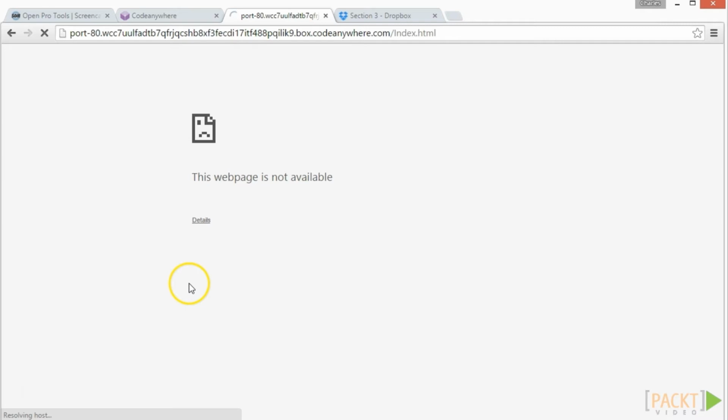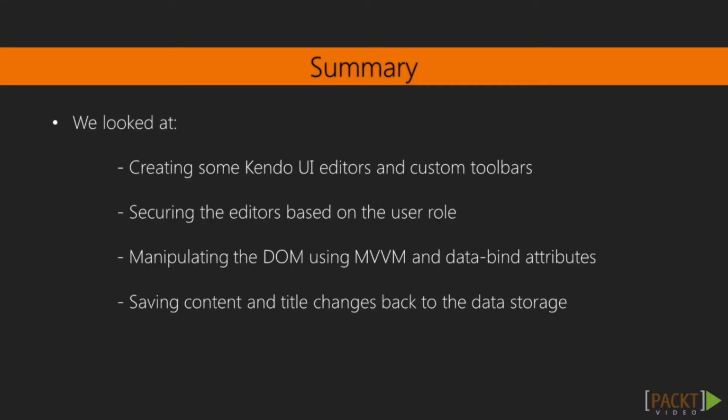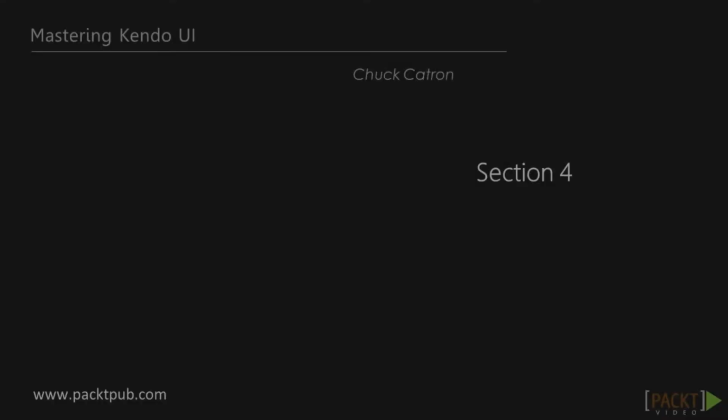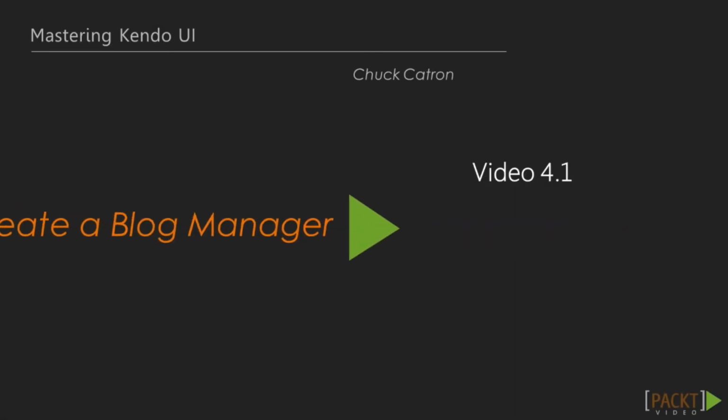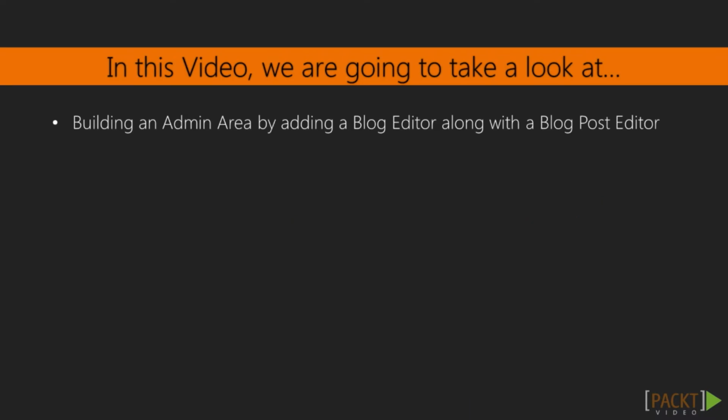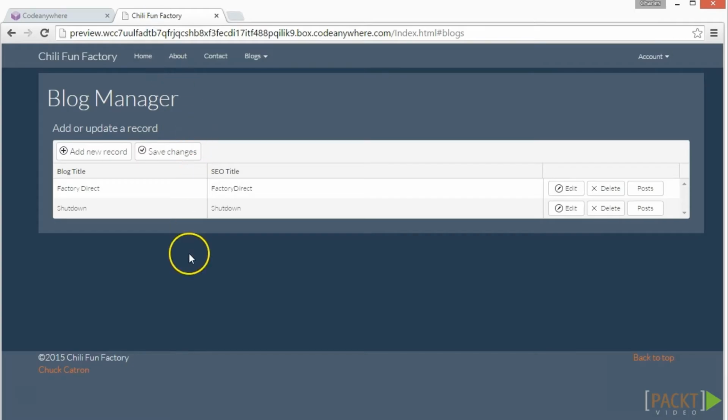Alright, in this section we have created some Kendo UI editors and custom toolbars, secured the editors based on the user role, manipulated the DOM using MVVM and data-bind attributes, and saved content and title changes back to the data storage. Next, we will be creating an admin area and a blog manager using the Kendo UI grid and data source. In the last video, we created a content editor. In this video, we will be building an admin area by adding a blog editor along with a blog post editor.